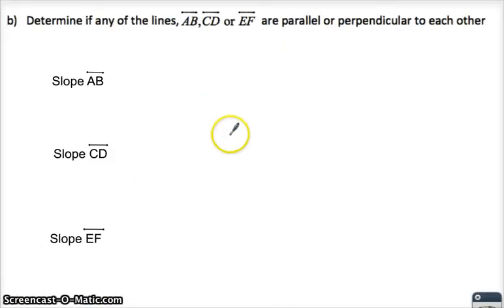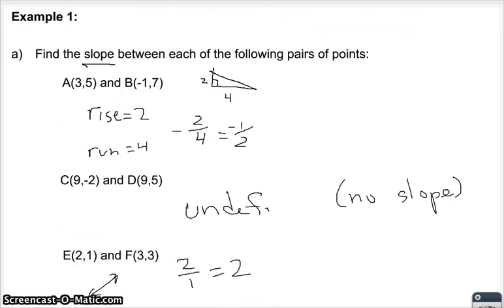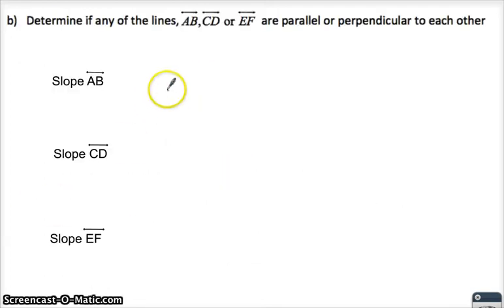Determine if these are we got any parallels or perpendiculars. Okay, so back to the last page, I'm supposed to look at the slopes of all these. It didn't say this on your page, but if I want to know if they're parallel or perpendicular, I got to know about the slopes. So back to this, the slopes were -1/2, undefined, and 2.